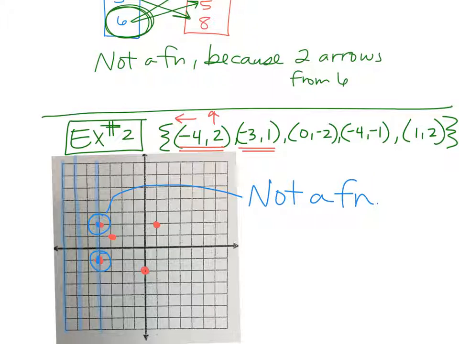If they are vertical of each other, they cannot be a function, because this point here had an x value of -4, and this point here had an x value of -4. You cannot have 2 of the same x value.